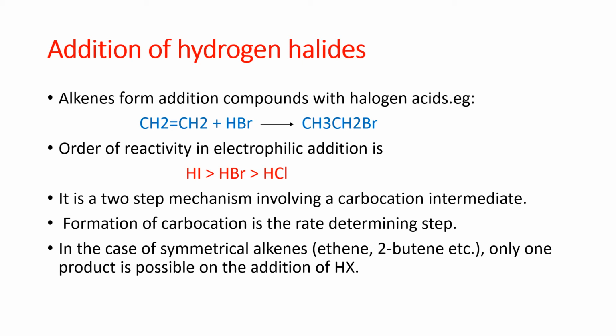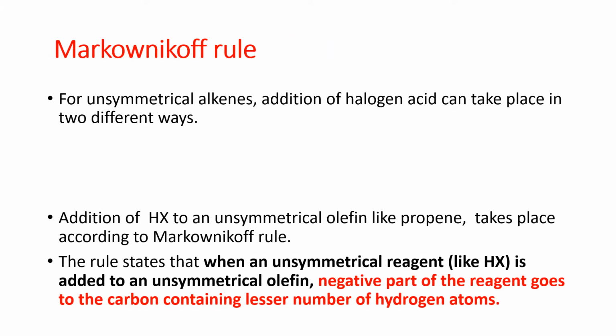In the case of symmetrical alkenes like ethene, 2-butene, etc., symmetric means with respect to the double bond, the groups present are identical. In such cases, there is the possibility of formation of only one product. In the case of unsymmetrical alkenes, addition of halogen acid can take place in two different ways. For example, if we consider propene.